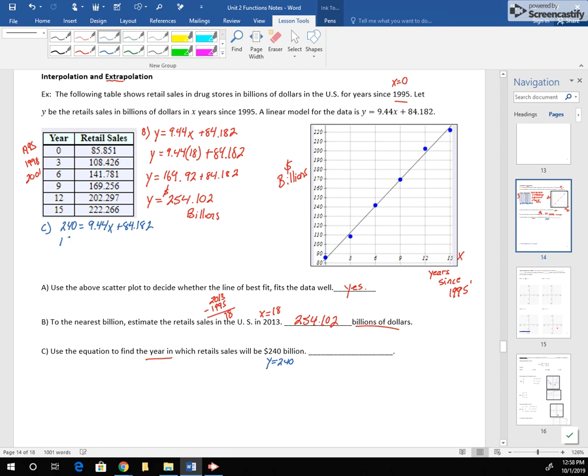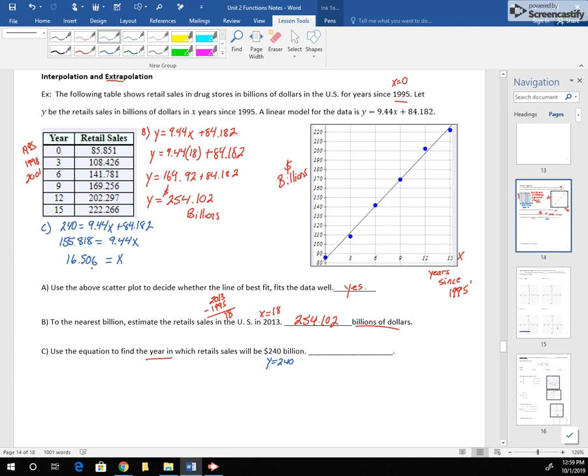That's going to give me 155.818 is then equal to 9.44x. Okay, and then I'm going to divide both sides by 9.44, and that should get me x to be approximately 16.506. Okay, and we said it should be somewhere between 15 and 18 based upon what we already have information for. Now the question that needs to be answered here is what year?